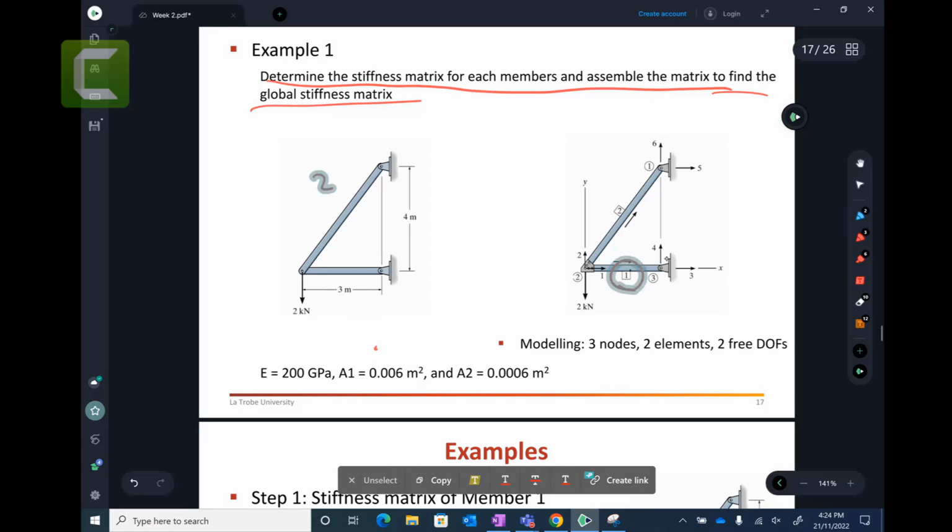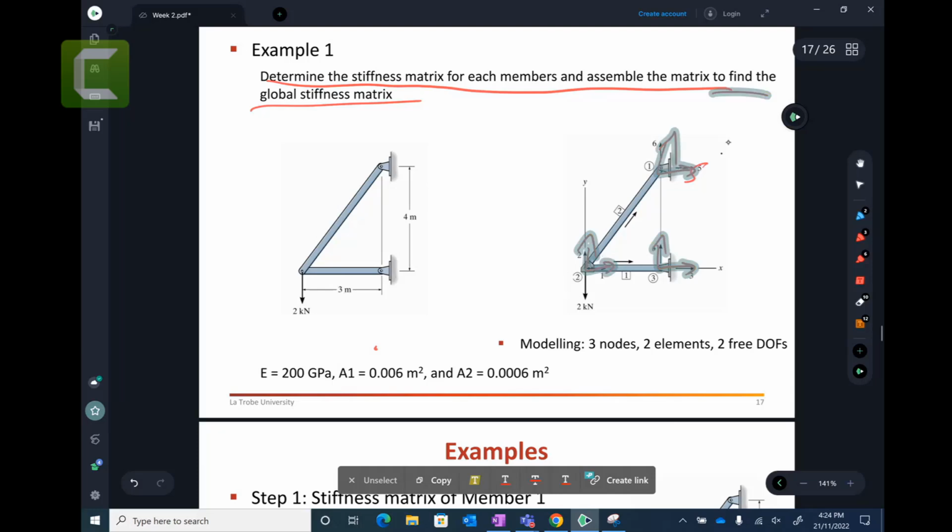It gives you location vectors to represent 1, 2, and so on. The number within the circle is your node numbering. It is given to you, the node numbers. It is also given to you, your degrees of freedom. There are a total of 6 degrees of freedom. 1 and 2 are free degrees of freedom. 3 and 4 are fixed degrees of freedom. 5 and 6 are fixed degrees of freedom.